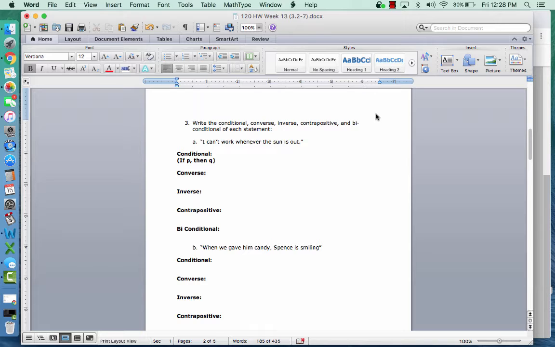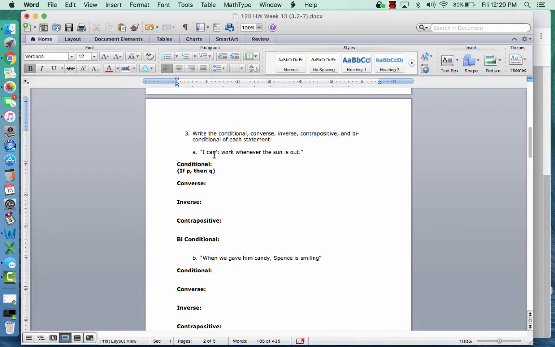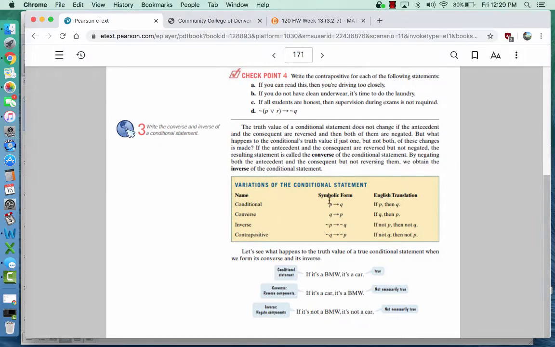We're doing examples from 3.5, variations on the conditional statement. So I just want to make an example video doing a couple more examples. We'll start with a compound statement and write it out as a conditional, which is an if P then Q. Then from there, once we have that form, we'll be able to go from the conditional to the converse.